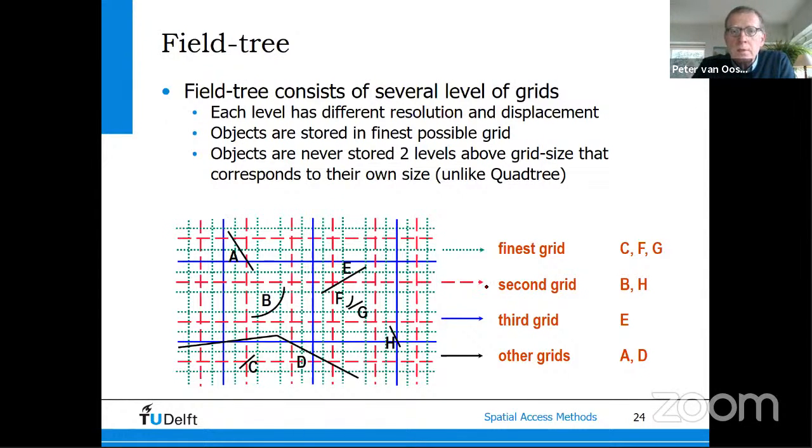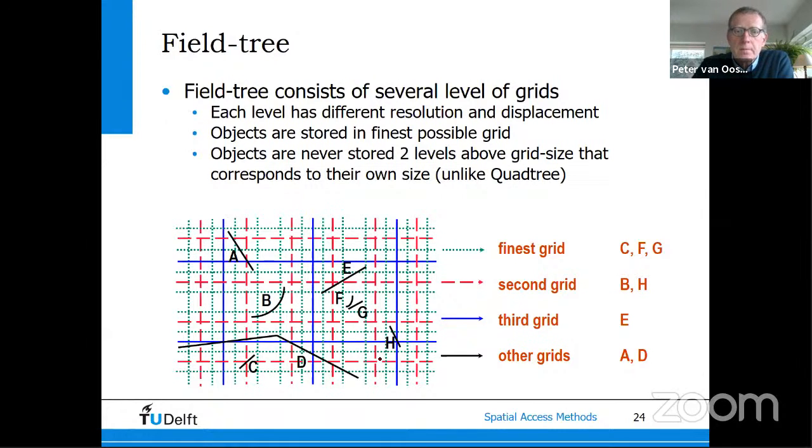Then the red dashed grid is the second level, and there we can store object B that crossed the green boundaries before. We can also store object H, which also fits in a red cell. Then on the third level, we can store object E over here. It was crossing the green and it was crossing the red grid, but it's not crossing the blue grid, so it can be stored.